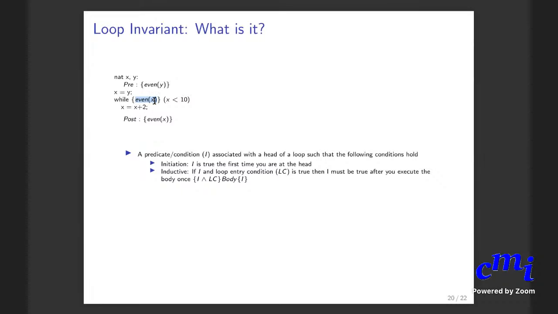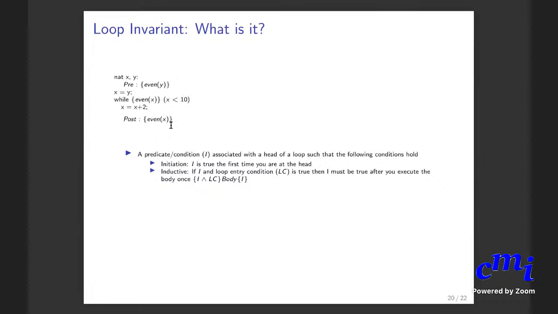In the last iteration, you can use that loop invariant and the negation of the condition. When you exit the loop, the negation of the condition also holds, that is x is greater than or equal to 10. Then you can use that loop invariant and x greater than or equal to 10 to prove that your post condition holds true. That's the exit condition.